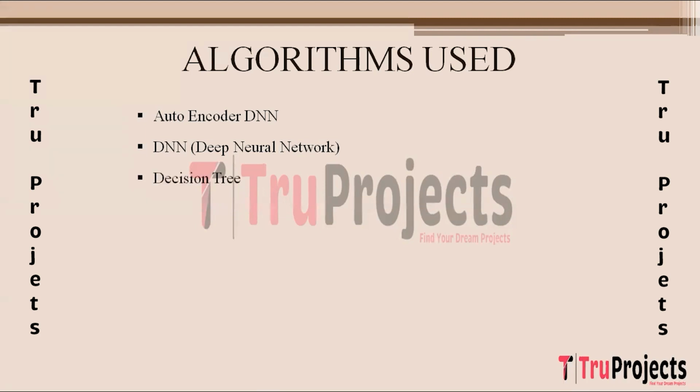The next one is decision tree. So decision tree is a tree-like model where each internal node represents a decision based on input features. It is adept at handling categorical and numerical data, making it suitable for this project. Decision trees offer interpretability, making it easier to understand the decision-making process in network intrusion detection.